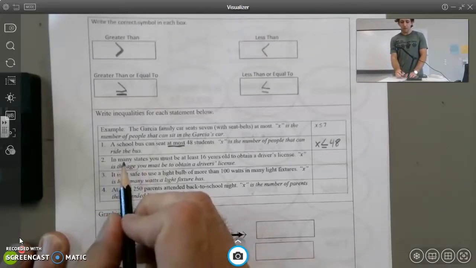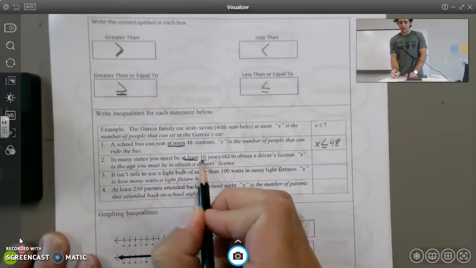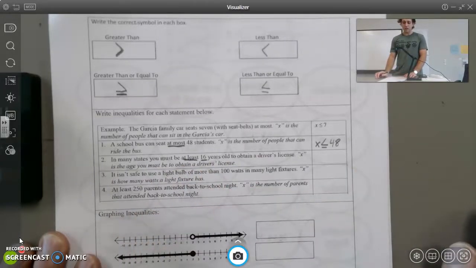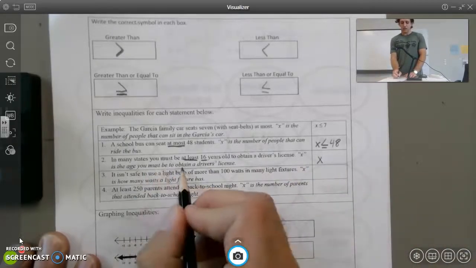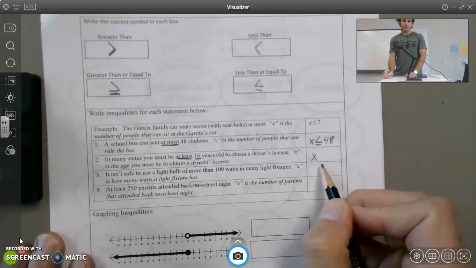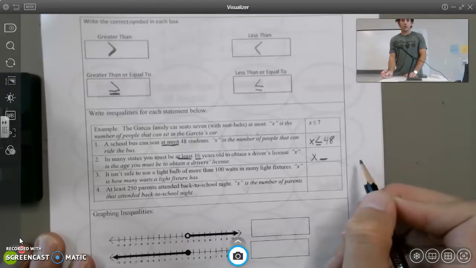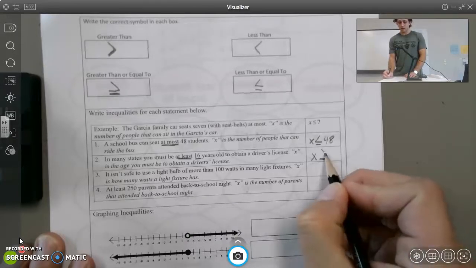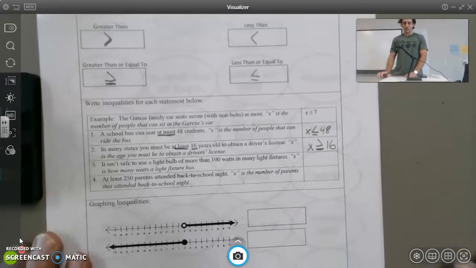In many states you must be at least 16 years old to obtain a driver's license. So X is going to be the age you must be to obtain a driver's license. Can I be less than 16? No. Could I be exactly 16? Yes. So I know it's going to be or equal to. Could it be greater than 16? Yes. So greater than or equal to 16, I can get a driver's license.